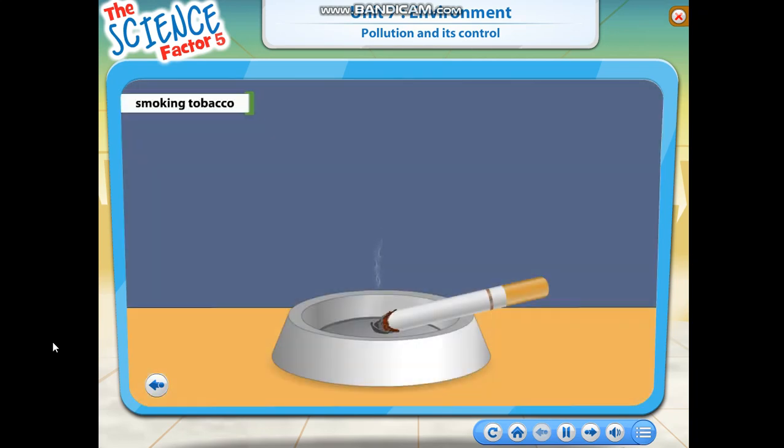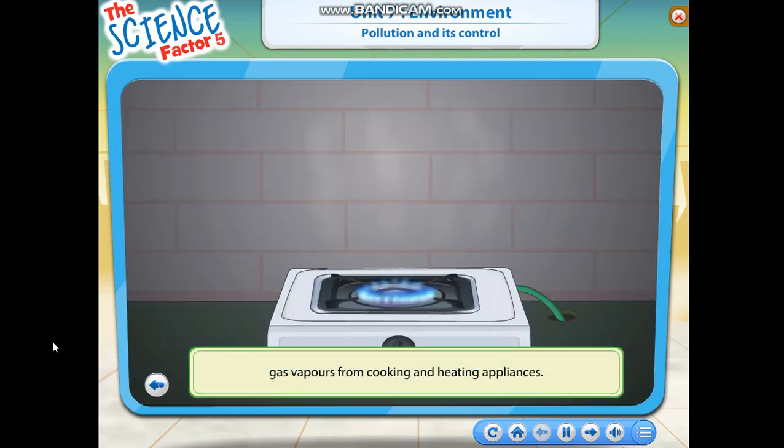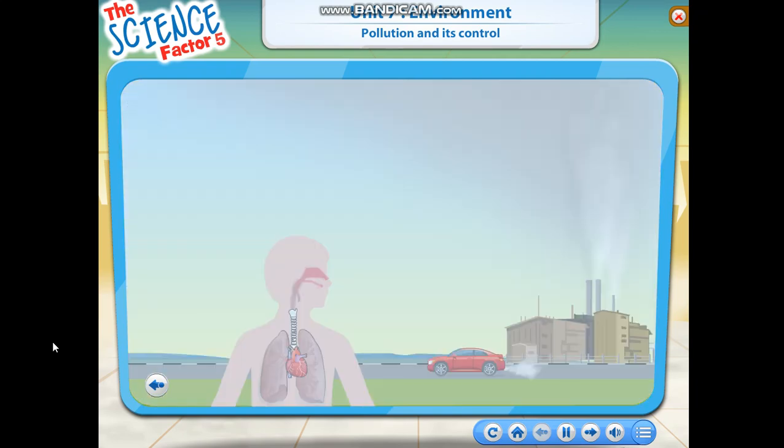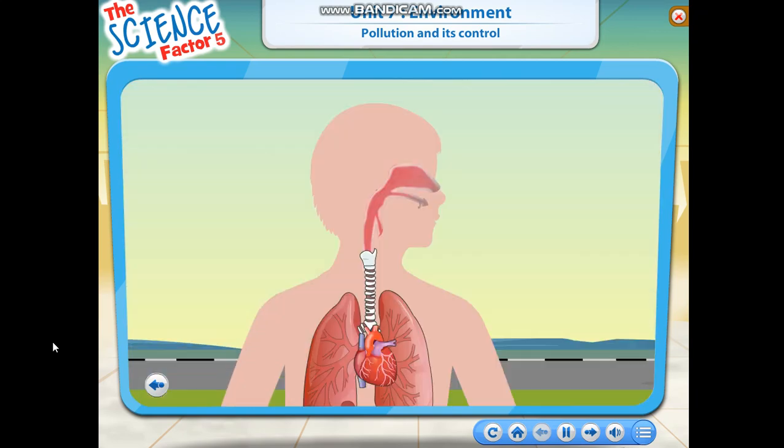Indoor air pollution is caused by various factors like smoking tobacco, gas vapors from cooking appliances, or smoke from firewood. Air pollution can lead to breathing problems or deadly diseases like cancer. Click Next.